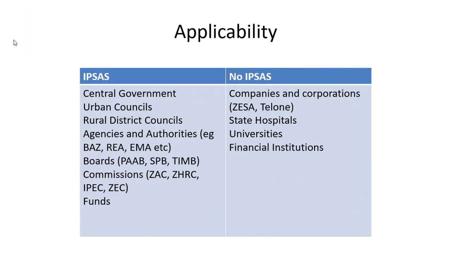So in summary, when you look at applicability, IPSAS will mostly apply to your central government, your urban councils, your rural district councils, your agencies and authorities, for example, BAS, RIA, and EMA, your boards like PAB, SPB, TIMB, your commissions, your different funds within government. But entities that would not apply IPSAS would be companies and corporations like your ZESA and TelOne, state hospitals. I think universities would say that is IPSAS, as well as financial institutions.